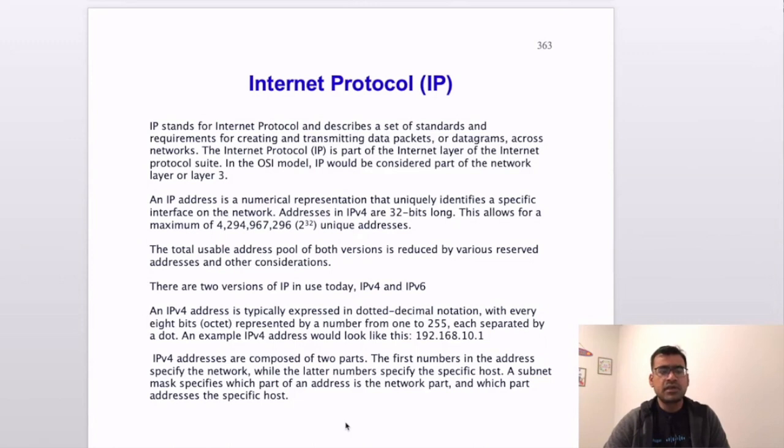An IPv4 address is typically expressed in dotted decimal. So 4 octets, that means 8 bits each, and I have an example here. An IP address may look like this: 192.168.10.1. That means each 8-bit octet can range from 0 to 255.